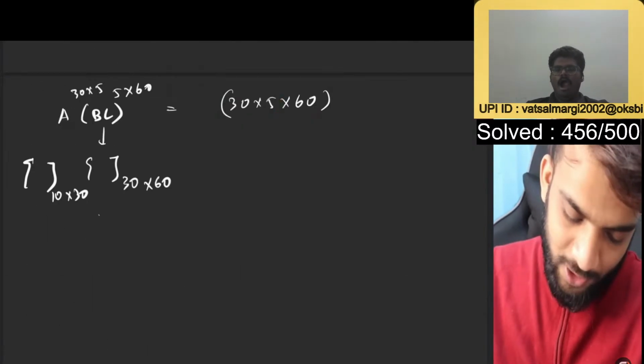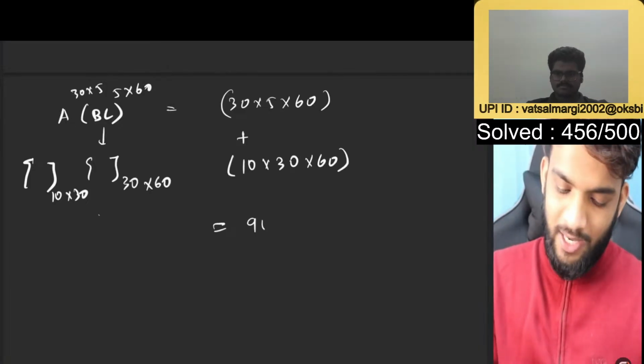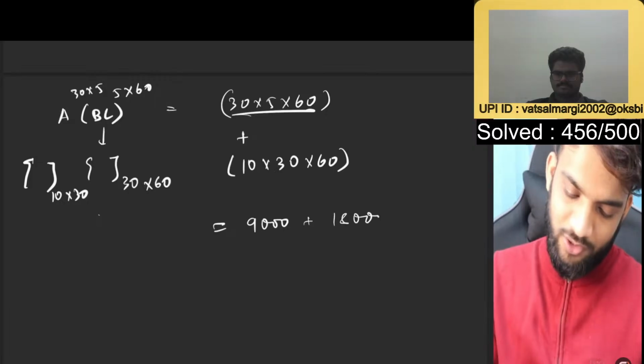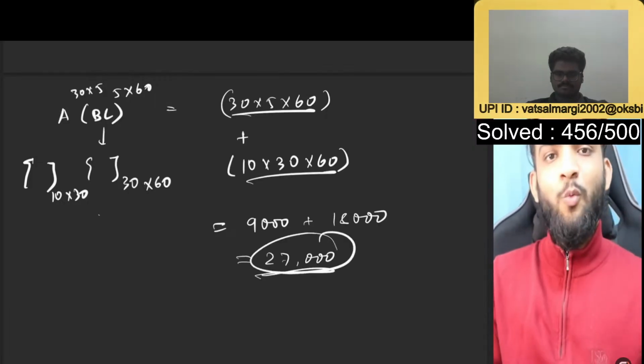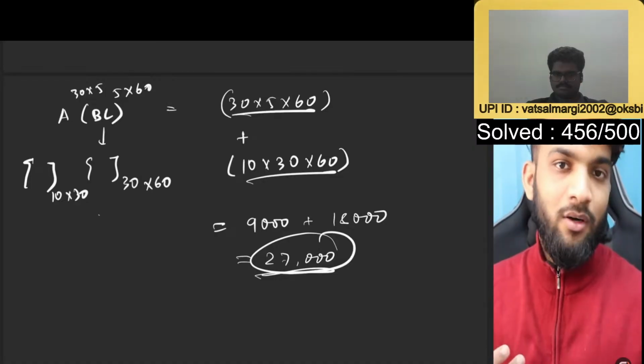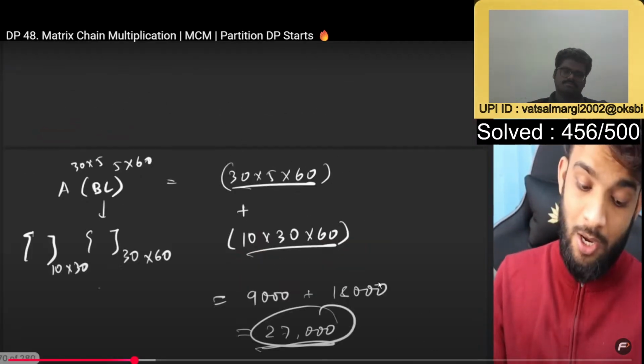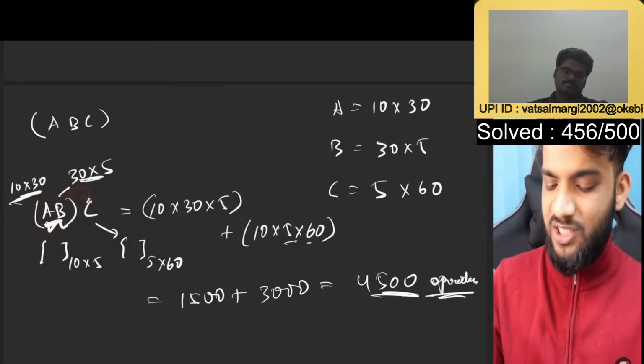So can I say this? The number of operations required will be 10 cross 30 cross 60, which will give you 9,000 for this and 18,000 for this, which will give you 27,000 operations. So which way of multiplying these 3 matrices was a better way? If I multiply this way, I will take 27,000 multiplication operations. But if I multiply first AB and the resultant with C, then I'll just take 4,500 operations.